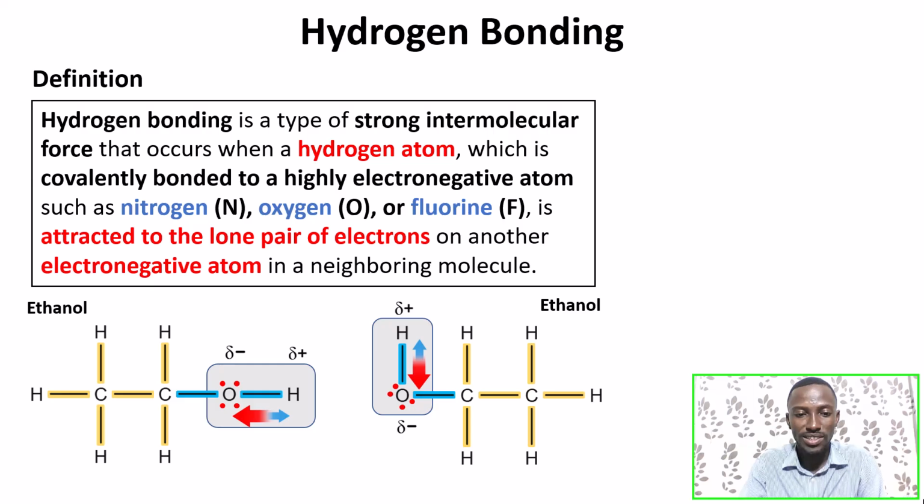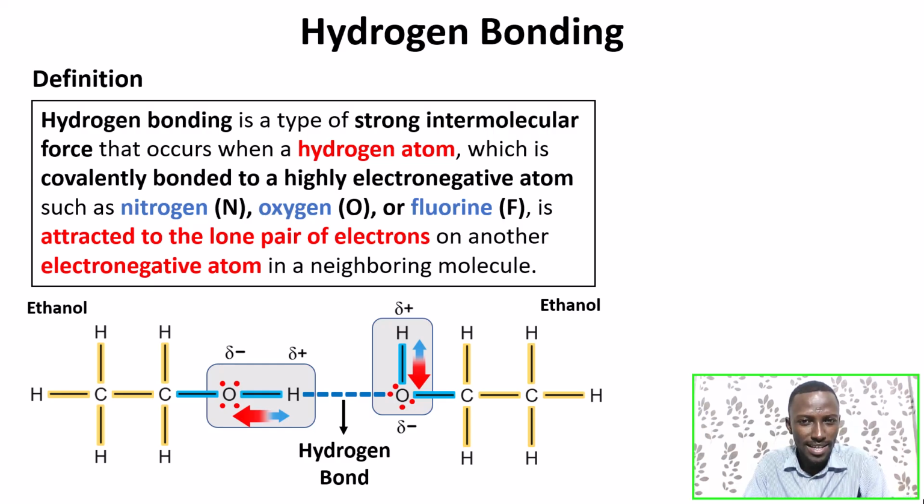So the hydrogen of one of the ethanol molecules, which is partially positive, becomes attracted to the lone pairs of electrons, shown by the blue dashes, on oxygen, which is highly electronegative. The interaction between the first ethanol molecule and the second ethanol molecule through the attraction between the partially positive hydrogen and the partially negative oxygen is known as hydrogen bonding.